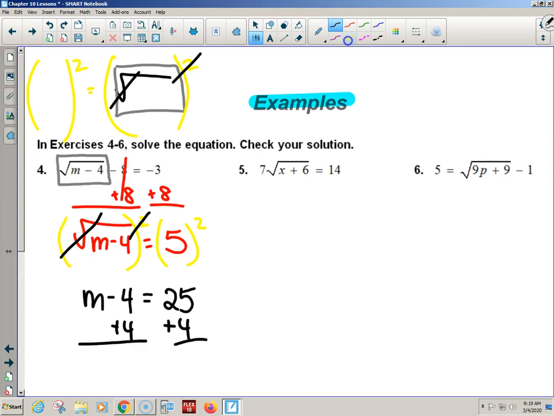So go try number 5, if that made sense. If that didn't, ask me a question. If you have all 3 of them done, check it with someone else that has all 3 done. See if you have the same answers. If not, look at the steps. Do all 3, 4, 5, 6.